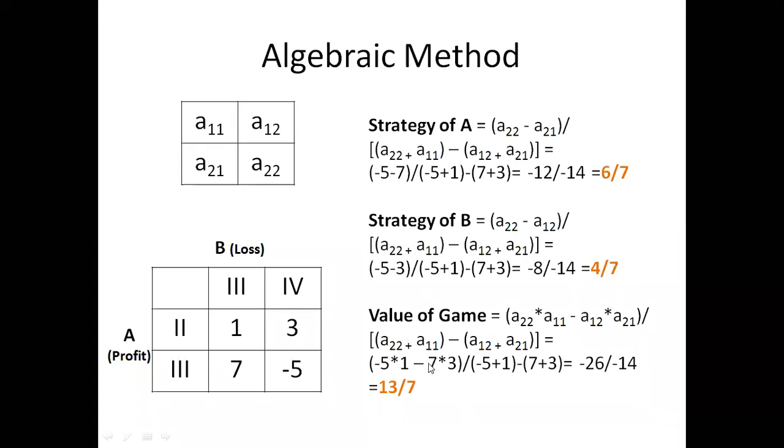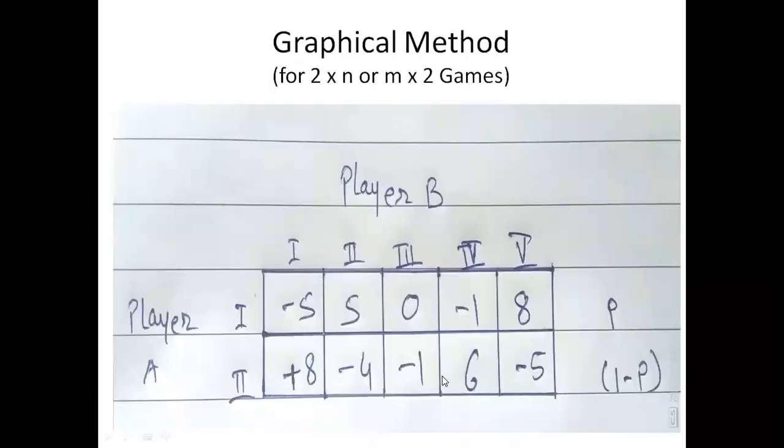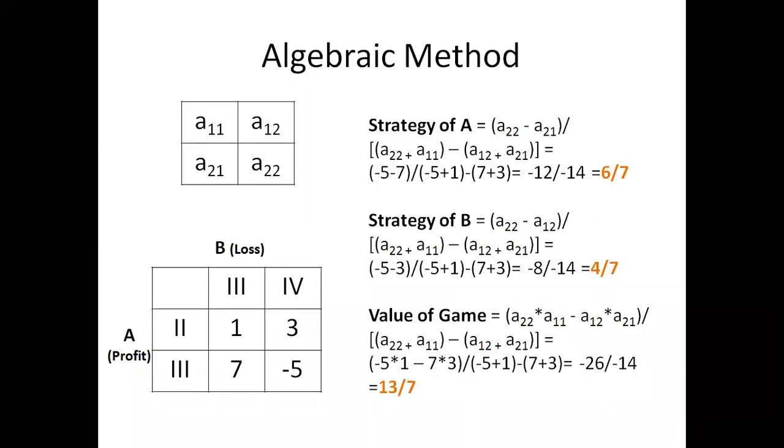Clear? Okay. And ultimately the formula to find out the value of game. So these are the three things that you need to find whenever you try to solve the game: what strategy A will be applied, what strategy B is applying, and what will be the value of game. So the value of game formula is A22 into A11, so this is minus 5 into 1, minus A12 into A21, A12 is 3 into 7, and the denominator is same, that remains as minus 14.